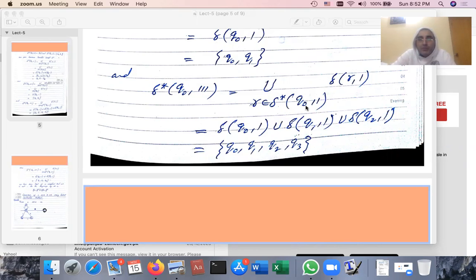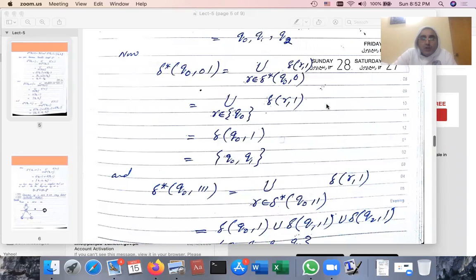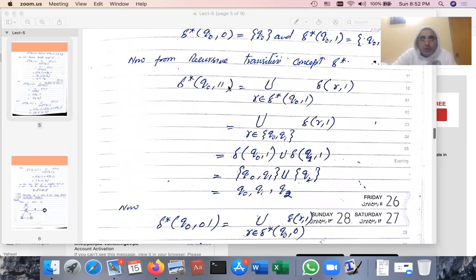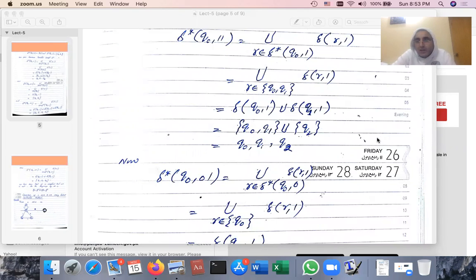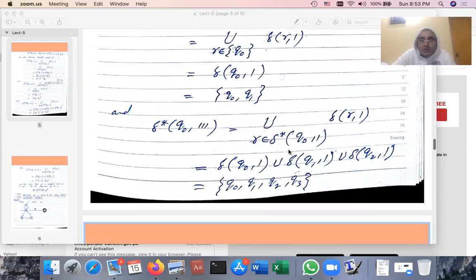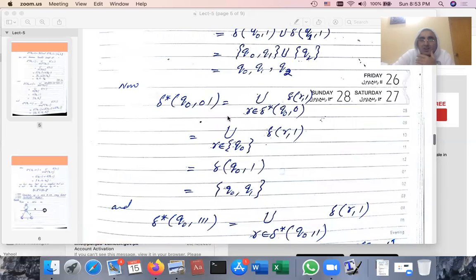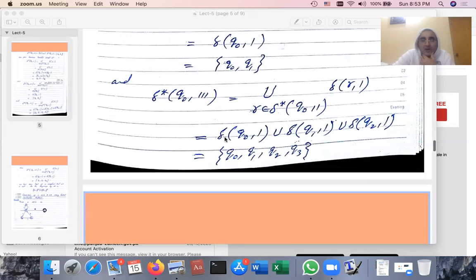Okay, now open it up. Delta Q0 11. This is something you have already calculated. Delta star Q0 11, what are the states? Q0, Q1, Q2. So you can refer to it. You can just give a label for this equation, like equation 1, and then you can write something using equation 1. So I have three states now: Q0, Q1, Q2.